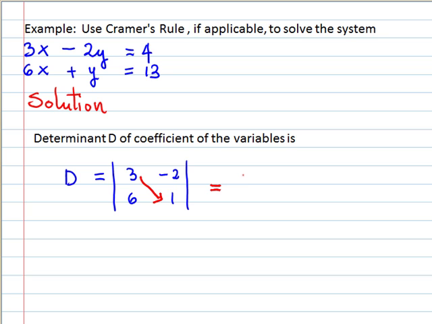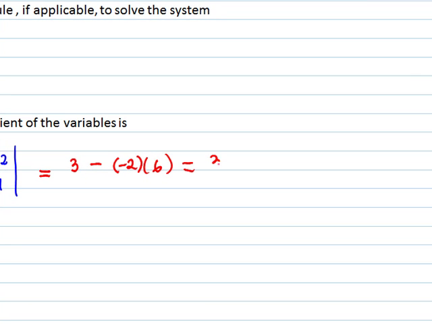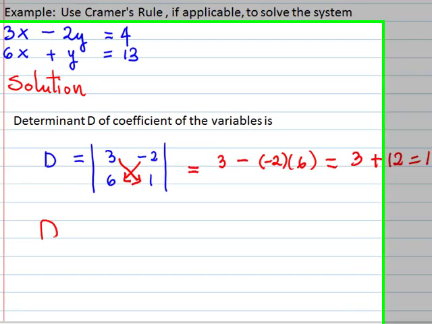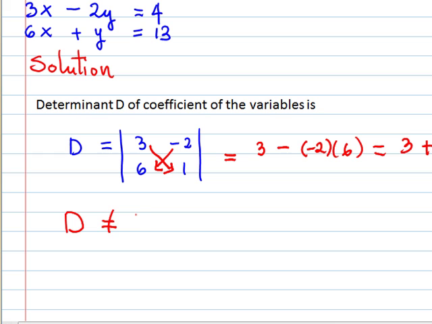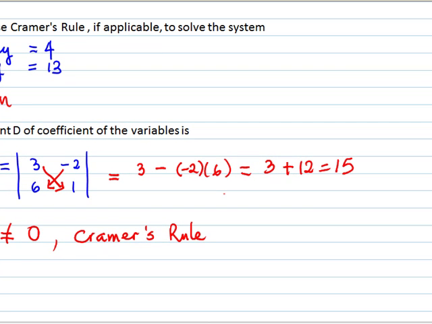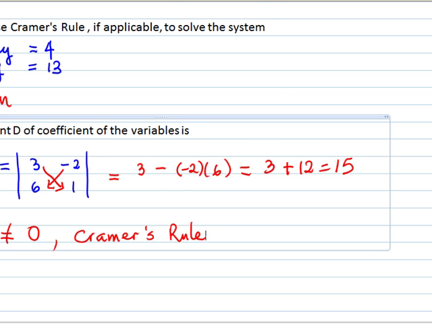I take 3 times 1 is 3 minus, take minus 2 times 6. So we have 3 plus 12 equal to 15. Because the determinant D is not 0, then we can use Cramer's Rule. Okay? And the rule is this.